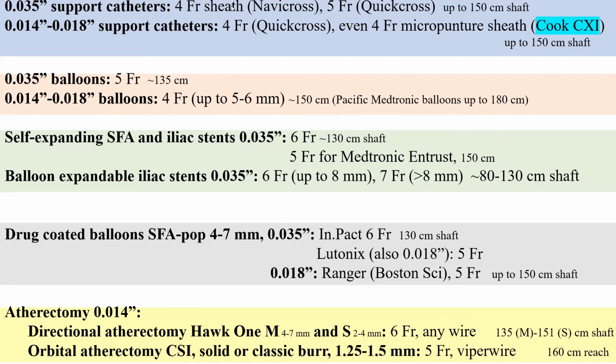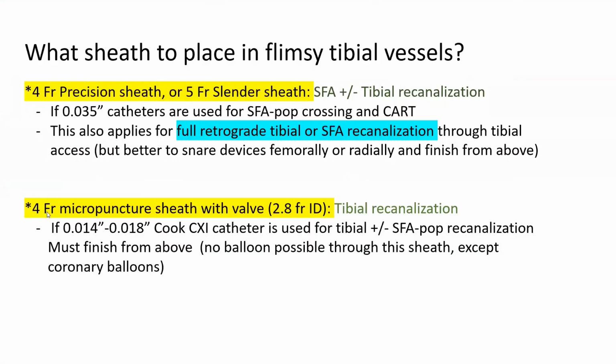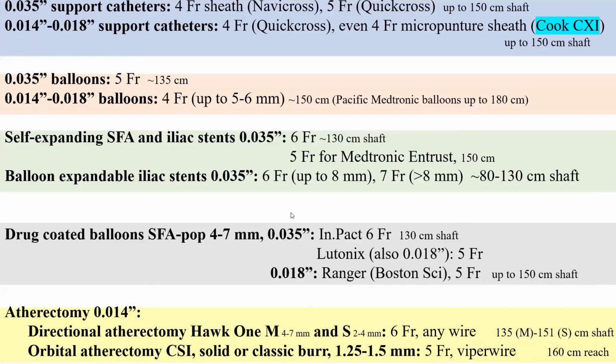Navicross, it has this advantage of even being 0.35 inch, it goes through a 4 French sheath. The other ones go through a 5 French sheath and they come up to 150 centimeter shaft. 0.14 or 18 inch support catheter, they go through a 4 French sheath or even 4 French micropuncture sheath. So when you're doing tibial recanalization through a 4 French micropuncture sheath, that Cook CXI becomes very handy because it goes through a 4 French micropuncture sheath.